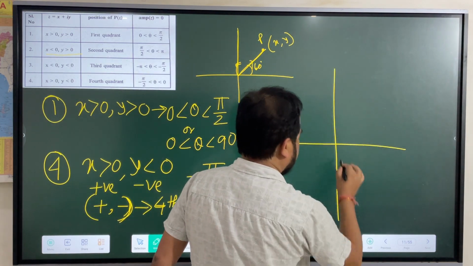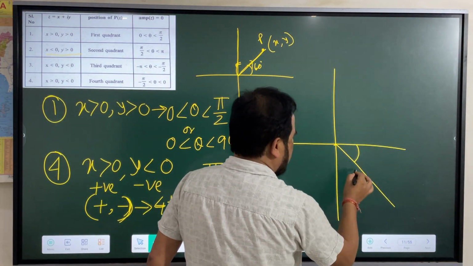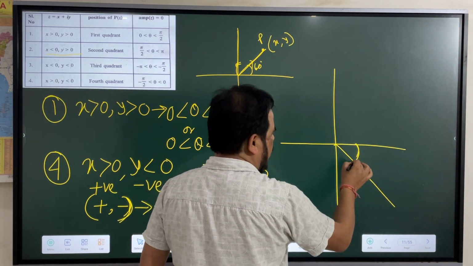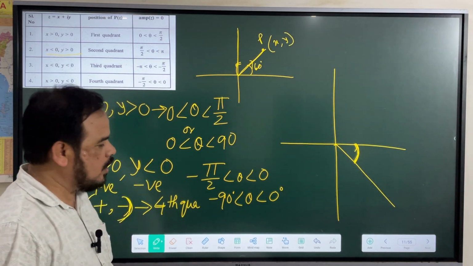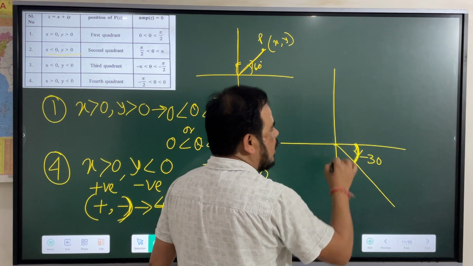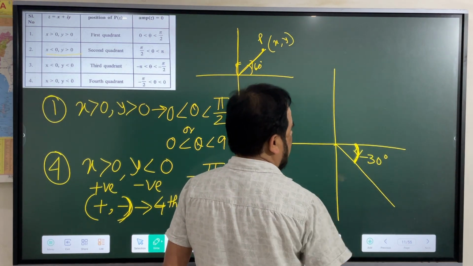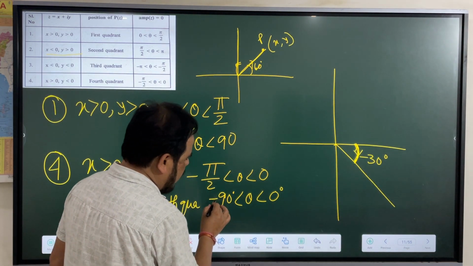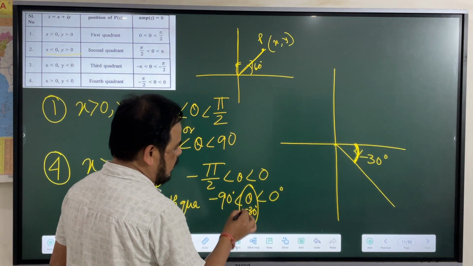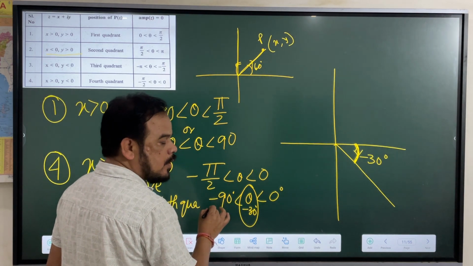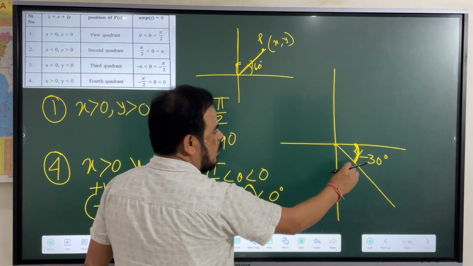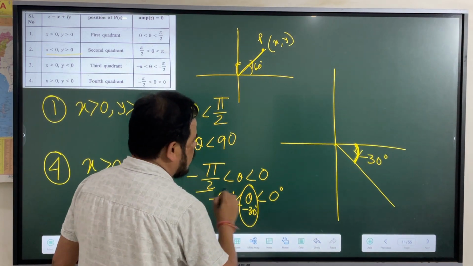Fourth quadrant. Whatever value we get here, suppose this value is 30 degree. If it is 30 degree, that means what? Minus 30 degree. Remember that movement is downward, means clockwise. So it is minus 30 degree. Minus 30 degree is greater than minus 90 degree, and minus 30 is smaller than 0 degree. So whatever value we get in the fourth quadrant, this condition applies.